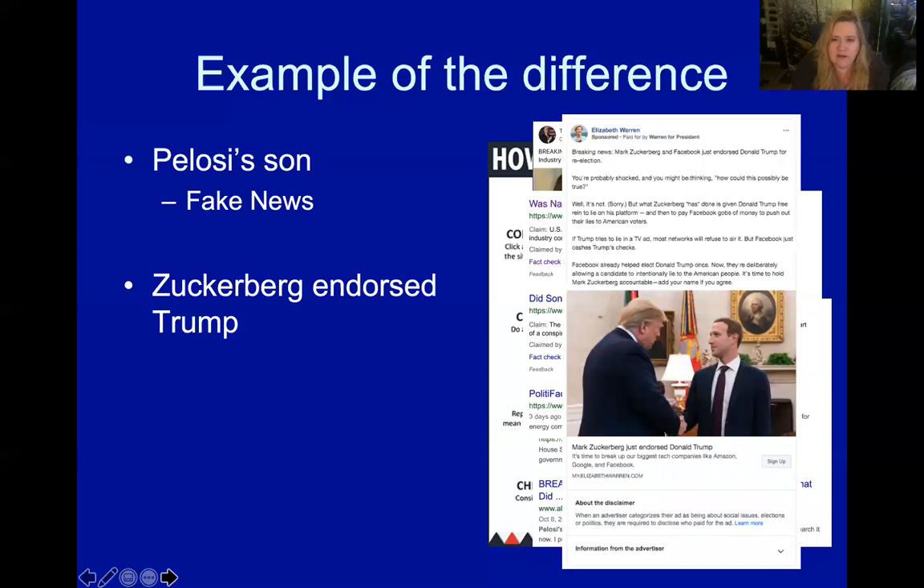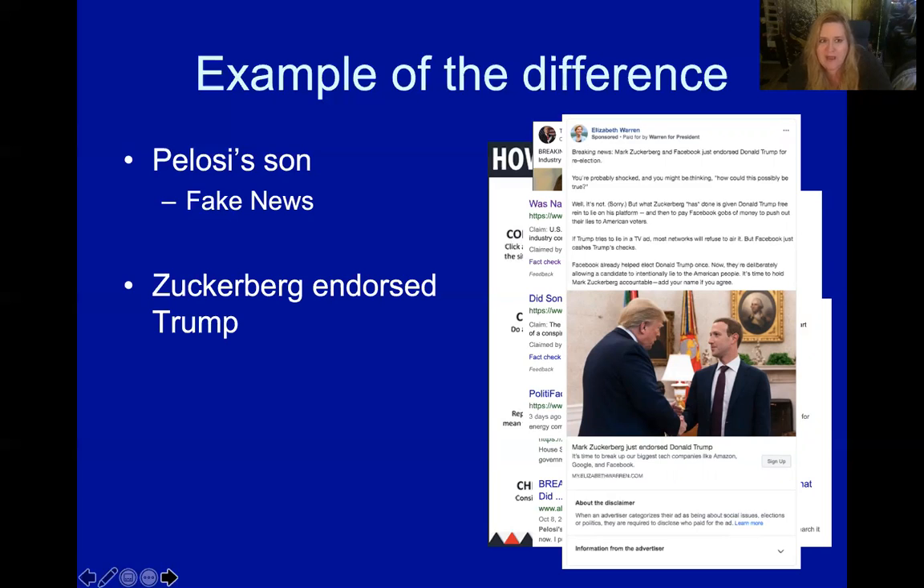But then I saw this one, and it was a story about Elizabeth Warren. It said, Zuckerberg just endorsed Donald Trump. Now, the headline is fake news because he didn't. But if you look close, they'll say, how could this be true? Well, it's not true, but what he has done is given him a podium, right? So they sort of lied in the headline to get you to click on the story, and then when you read it more closely, you realize they're saying no, it's not true, but it feels like it's true because of the way Facebook is set up, right?